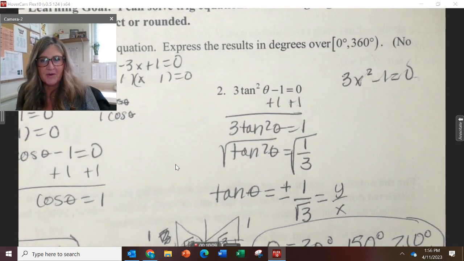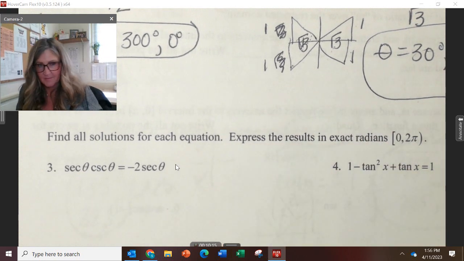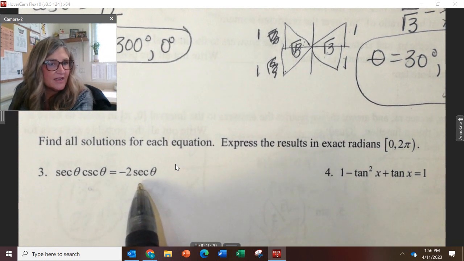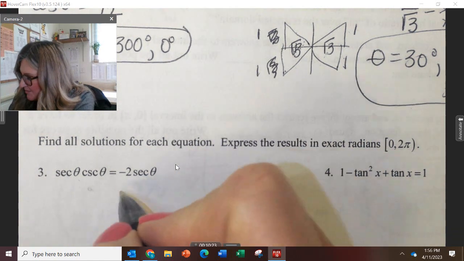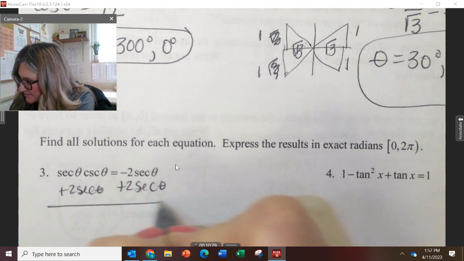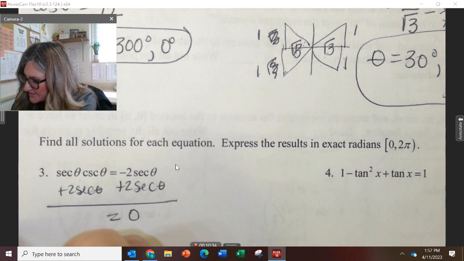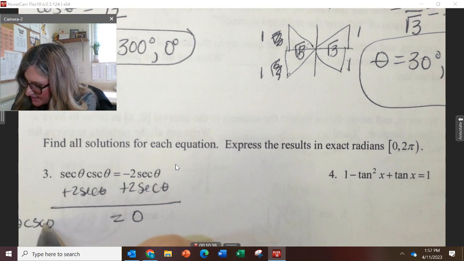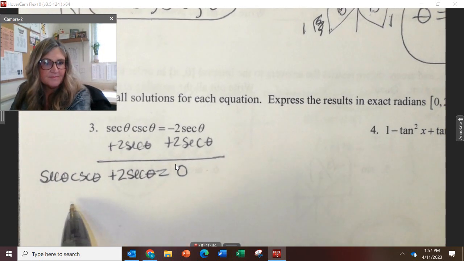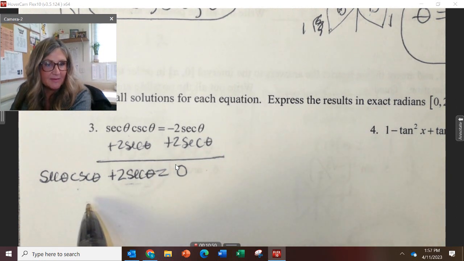So, at the top we were asked to find all the angles in degrees. Now we're being asked to find them all in radians. Okay, so we want to get this solved. What do we always get a set equal to first? 0. So I'm going to add 2 secant theta to both sides. So when I do that, that's going to be 0. I started with secant theta cosecant theta, plus 2 secant theta. I can't add these because they're not like terms. So I just have to keep them separate.